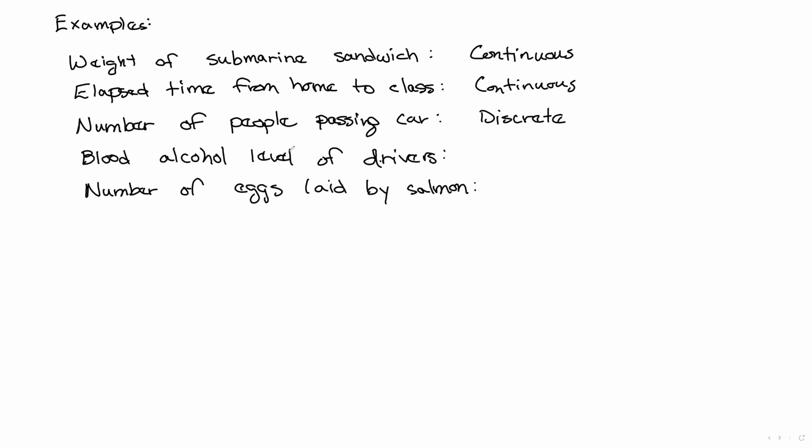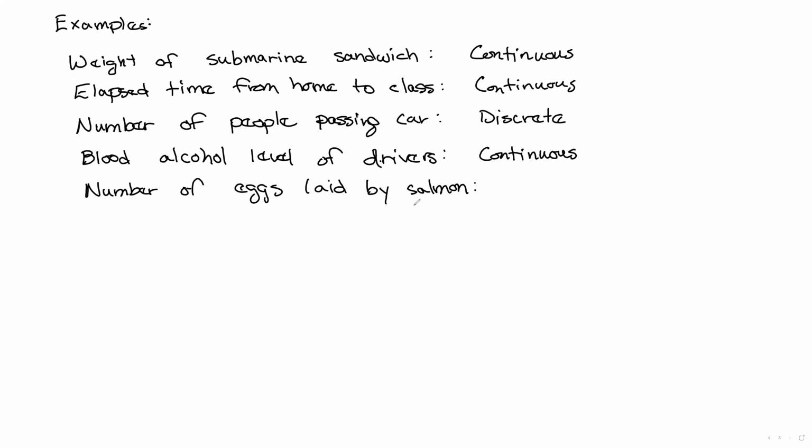The blood alcohol level. So blood alcohol levels are measured. You could add more and more decimal points to get even more and more accurate. And so there's an infinite amount of possibilities for blood alcohol levels between any given range. I'm not that familiar with blood alcohol levels, so I don't know what a reasonable range is, but that's continuous data.